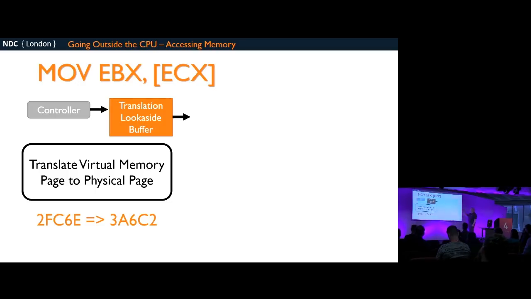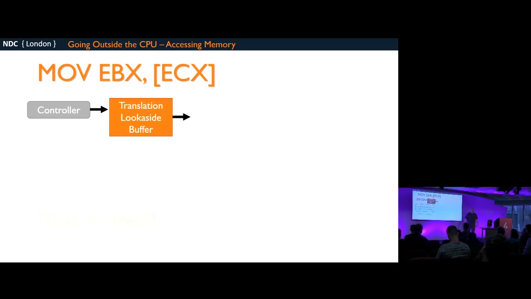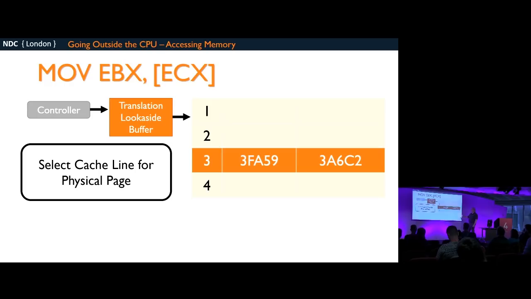So we have this thing called the translation look-aside buffer that does this little cheat for us to look it up and keep that value cached, so it's very fast access. And then from that, it can then look in the level one cache in the processor to find out, does it have that page of memory or not? And you'll notice my numbers here.